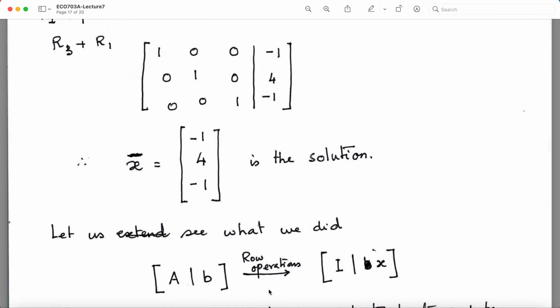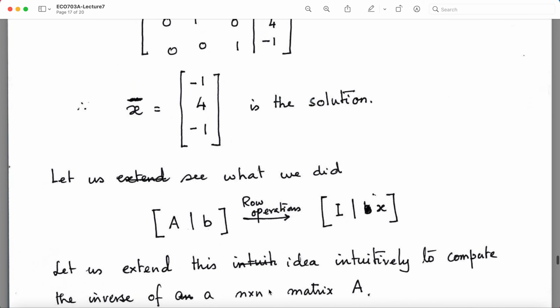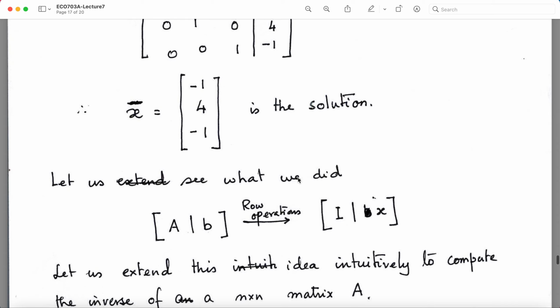Now, this is a crucial thing that we have to keep in mind. Let us see what we did, right? We are now going to extend this idea, this simple idea, to look at how to find inverses. So what I did, I had the augmented matrix A B and I did a lot of row operations and I got I x, because x is the solution finally. Your B bar is actually your x.